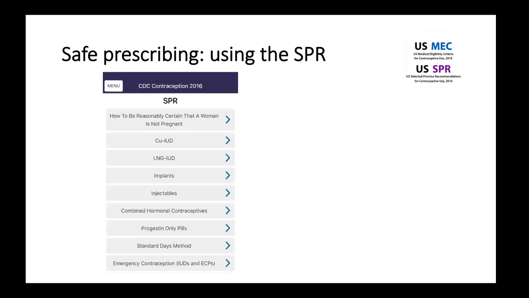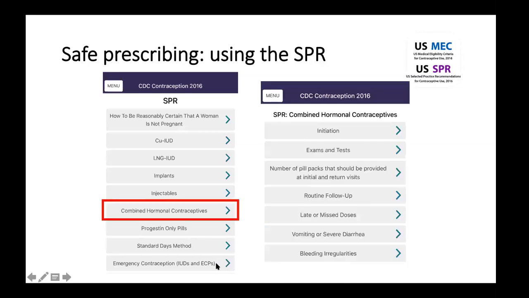The other aspect of this app is the standard practice recommendations, which is also really helpful for contraceptive guidance and counseling. For example, it shows you how to start each of the different types of contraception, and then it gives additional information. For example, clicking on the combined hormonal contraceptives, it talks about how to initiate the contraception, what types of exams and tests might be needed, what kind of follow-up you need, what to do if the patient misses a dose or has a late dose, what some of the severe side effects are, and how you might help the patient deal with those.